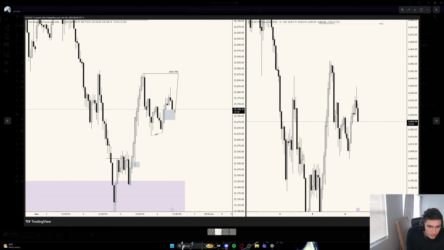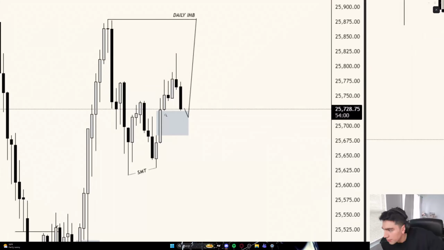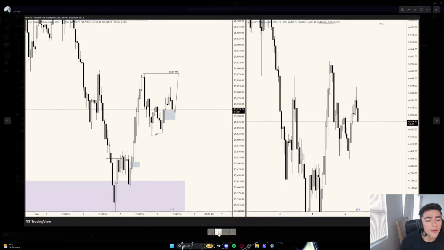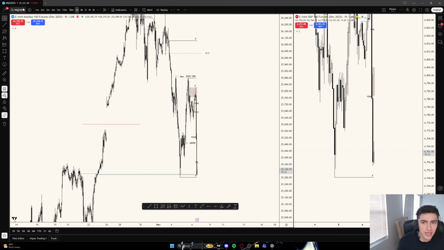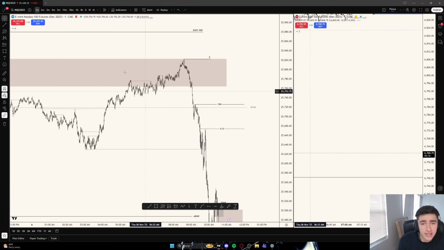So we have this hourly gap here. This is what I wanted to see. Once price tapped into that hourly, I wanted to see price displaced from that hourly, and we did not end up seeing that. So I didn't take anything here.